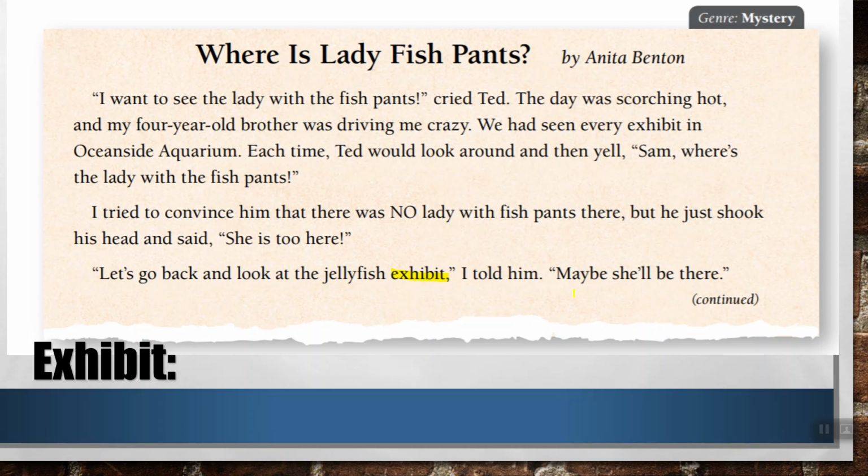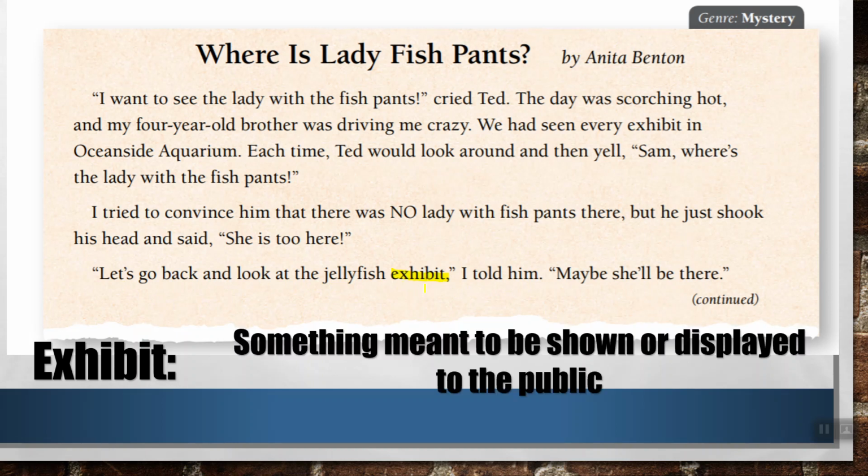So that helps me understand that the jellyfish exhibit is something that is meant to be shown or displayed to the public. Something for people to see. Think about when we have our art exhibit and we show off the art you created to your parents or your grandparents or whoever comes to see it. We're putting it out there. We're exhibiting it for other people to see.